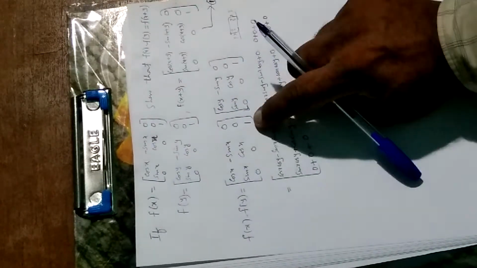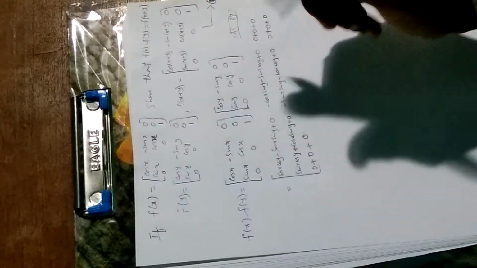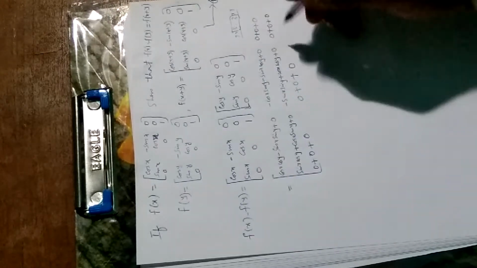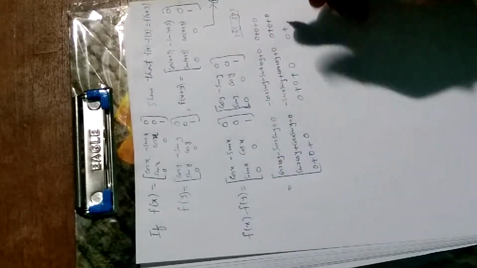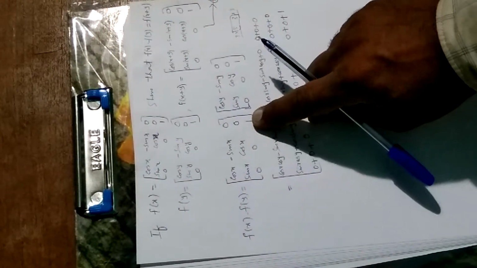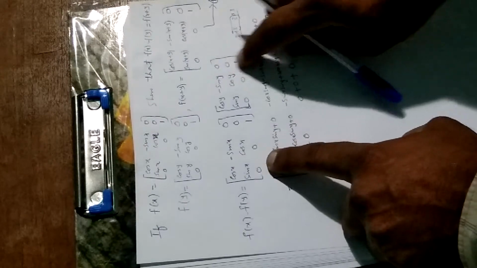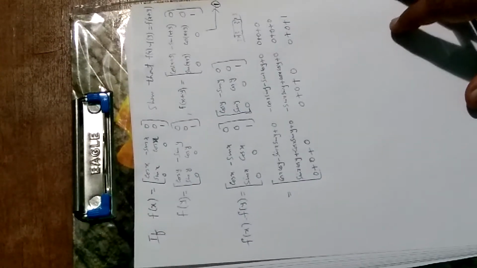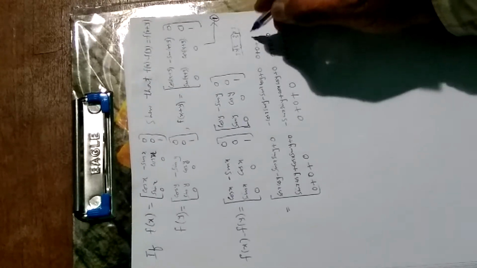Then third row, second column, right? 0 into sin y is 0, plus 0 into cos y is 0, plus 1 into 0 is 0. Okay, next third row by third column, 0 into 0 is 0, plus 0 into 0 is 0, plus 1 into 1 is 1, right? We multiplied row by column. So when we multiply first element, we write plus second element, plus third element. Like this we have to do, right? Okay, so we got this after multiplying.